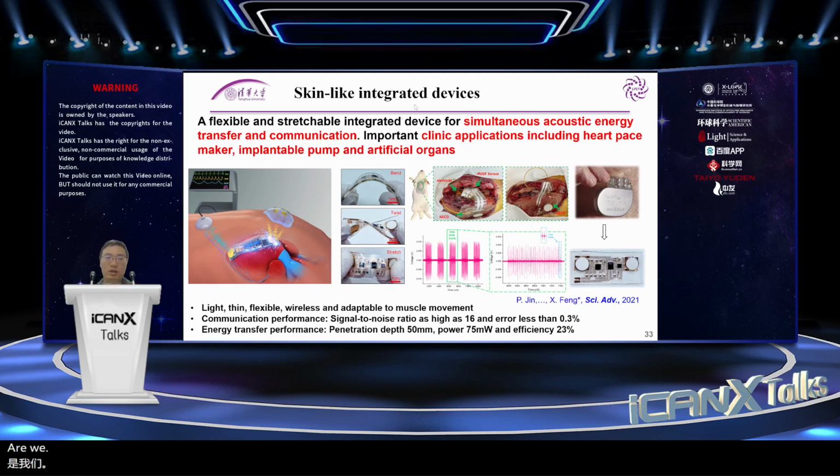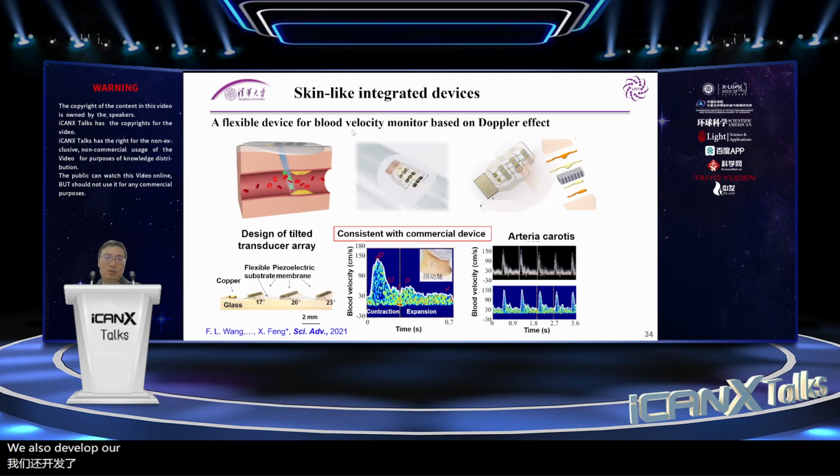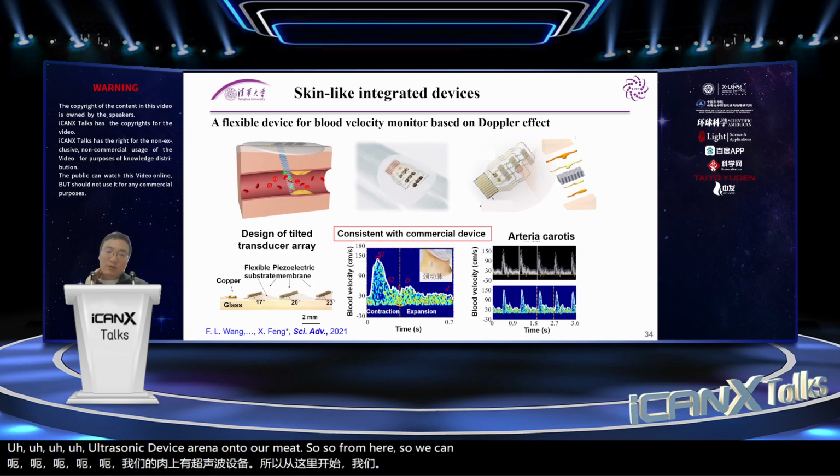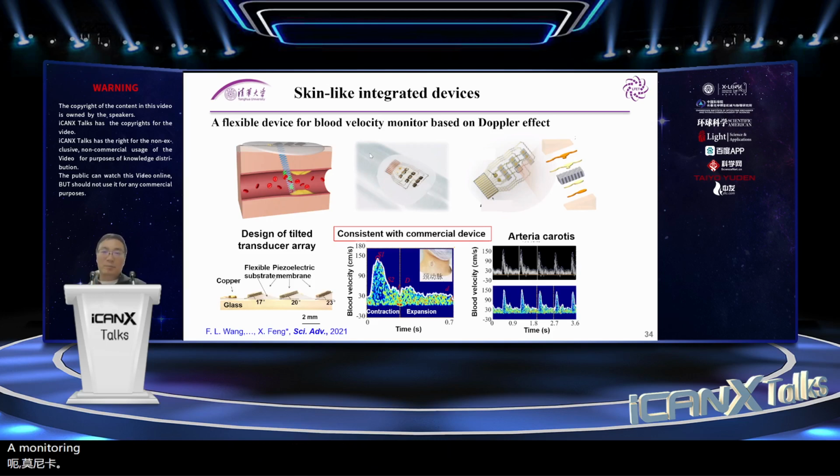We also use this approach to develop a flexible ultrasonic device for blood velocity monitoring. So we use the Doppler effect. We just attach this ultrasonic device array onto our neck. From here, we can monitor the blood velocity.